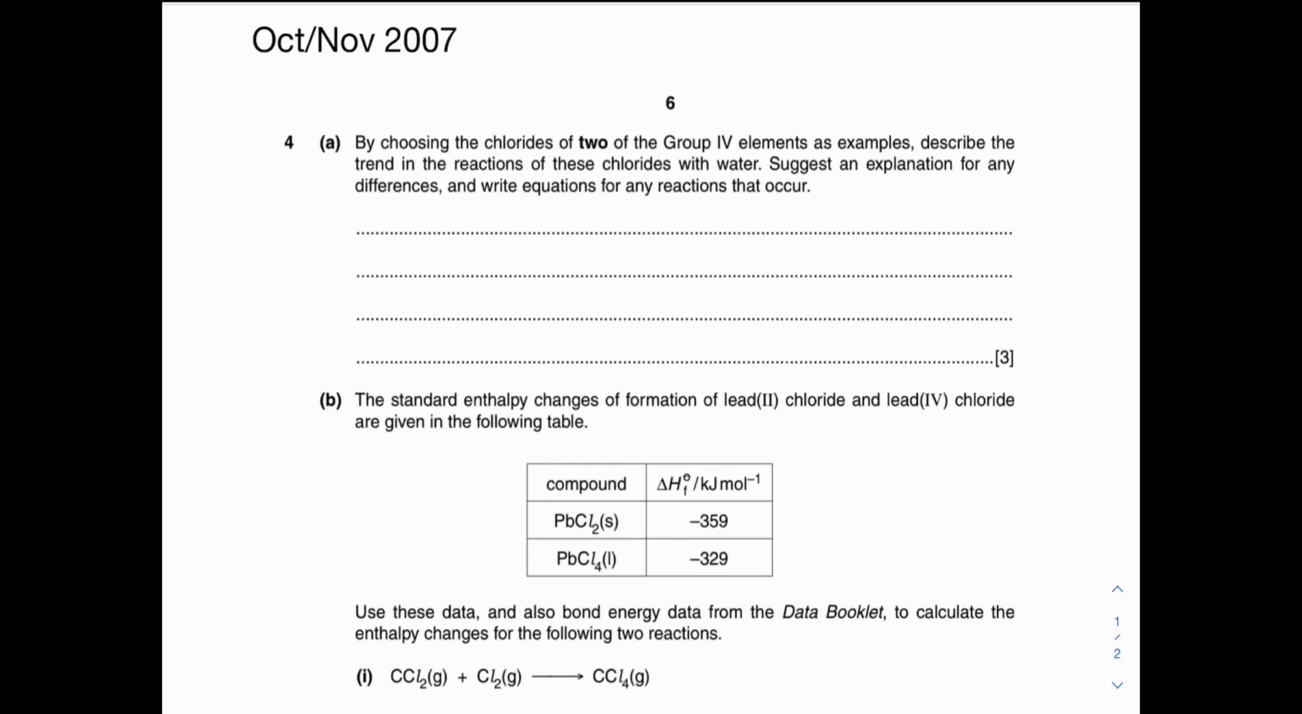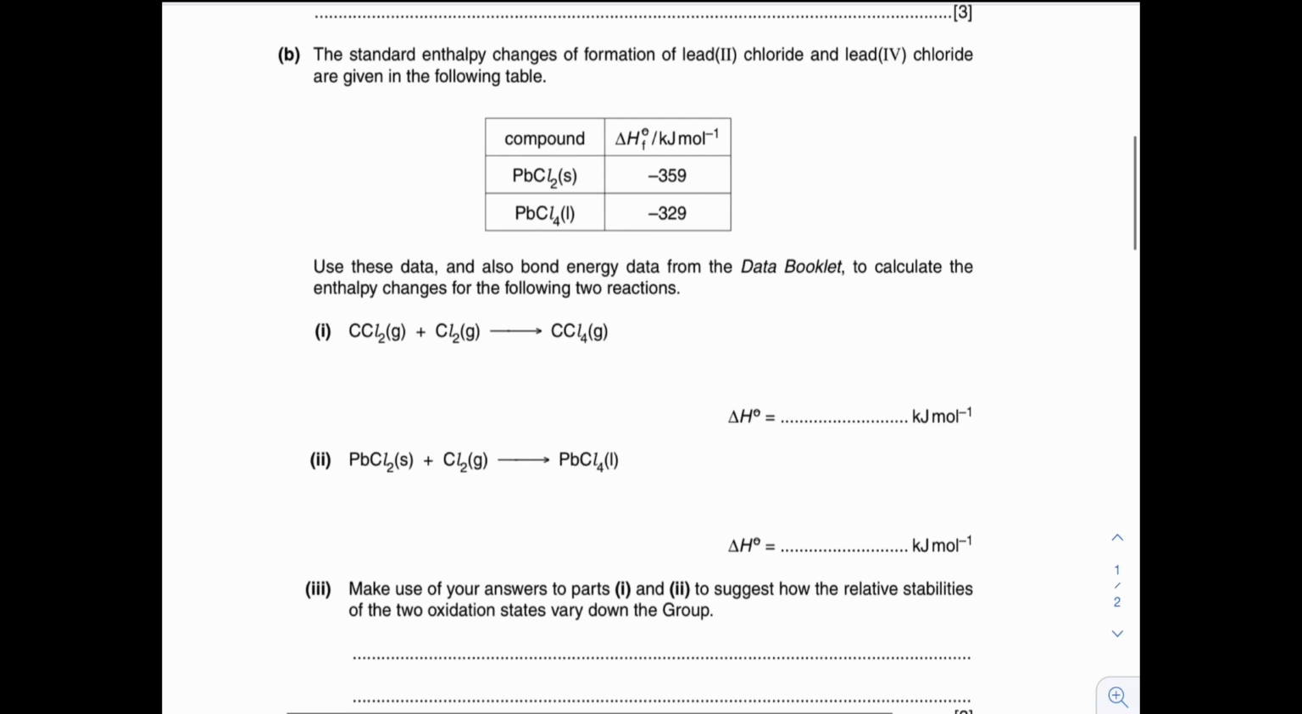This is regarding October-November 2007, question 4. Now, for question 4a, it is no longer in our syllabus because it is regarding group 4 elements. So we can cross it out. Now let's look at the second question.